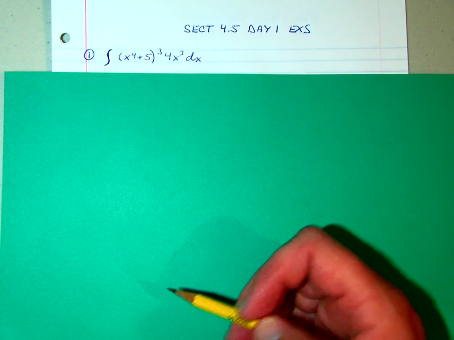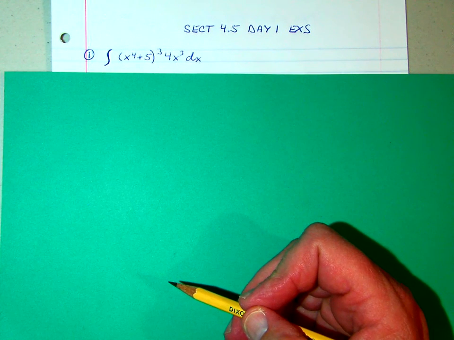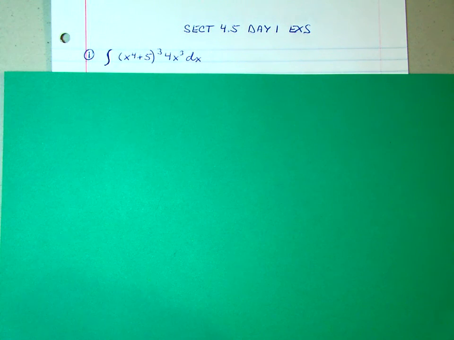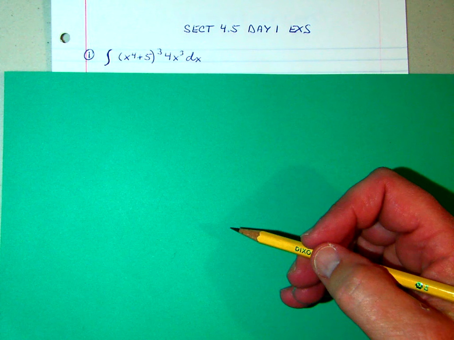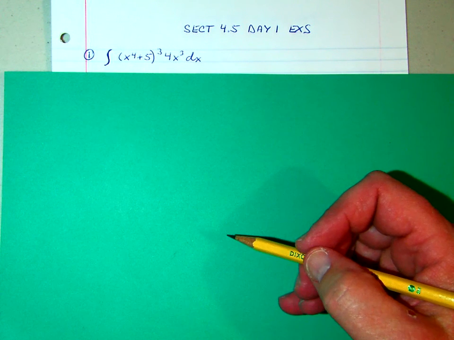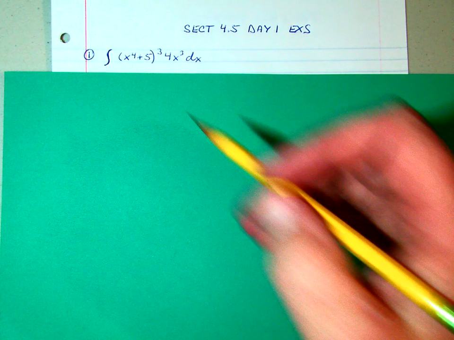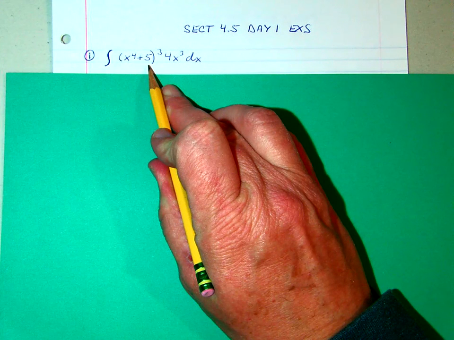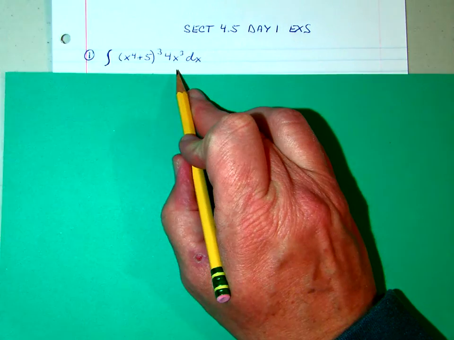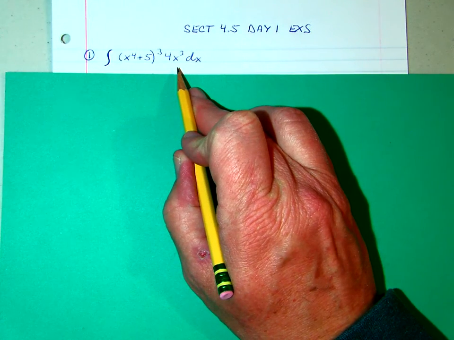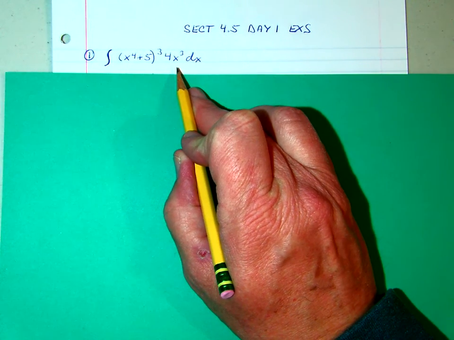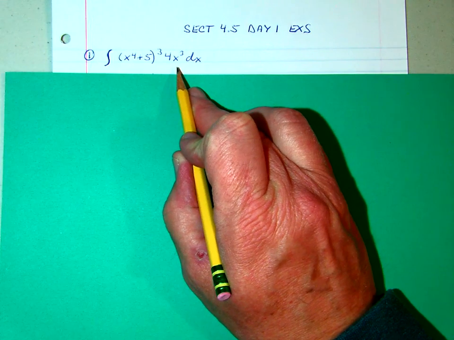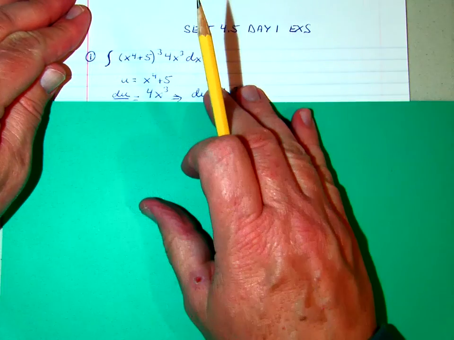Now, the key here, or one of the keys here, is to be able to choose a good U. You want to choose a U such that when you take the derivative of it, it appears somewhere else in what you're trying to integrate. So what I mean by that is if we let U be x to the fourth plus 5, the derivative of that is 4x to the third, which appears there. So that would lead us to believe that that's probably going to be a pretty good choice to get this integrated by that technique.